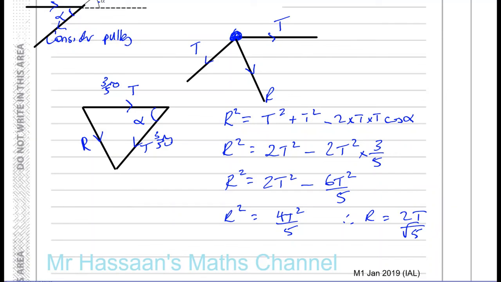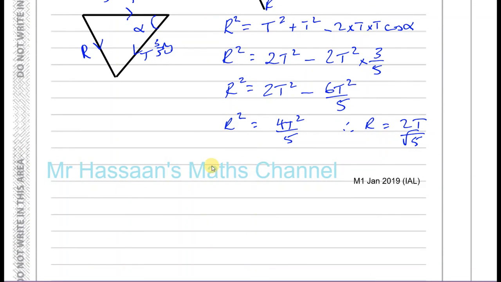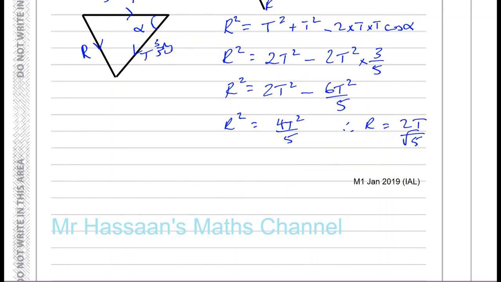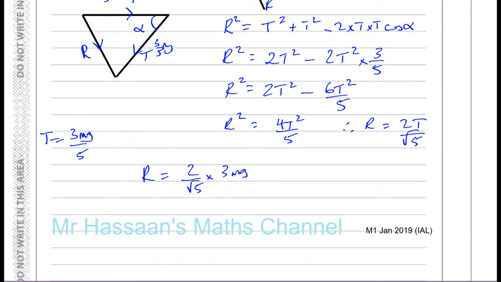Now we have the reaction force is 2T over root 5, so we've got to find it. We know what T is. T is 3mg over 5. We found that in the last part of the question, in part A. So now we can say R is equal to 2 over root 5 times 3mg over 5, which is 6mg over 5 root 5.